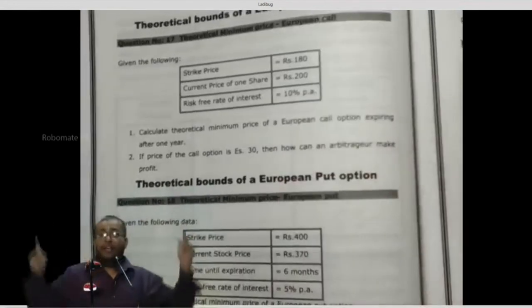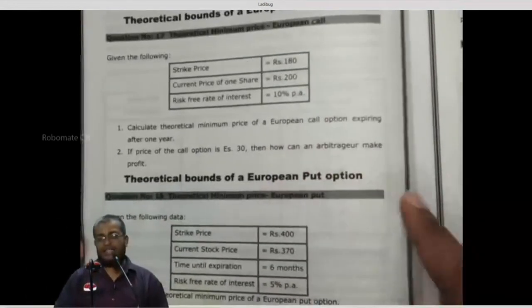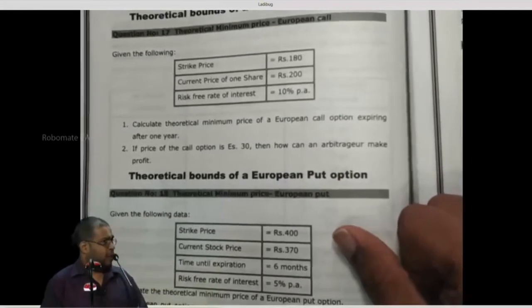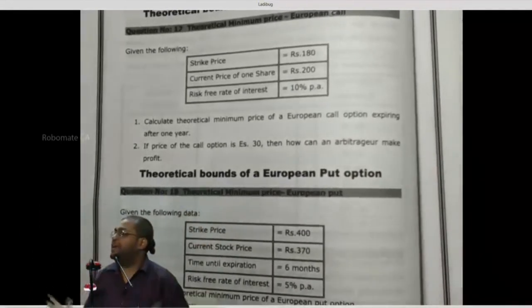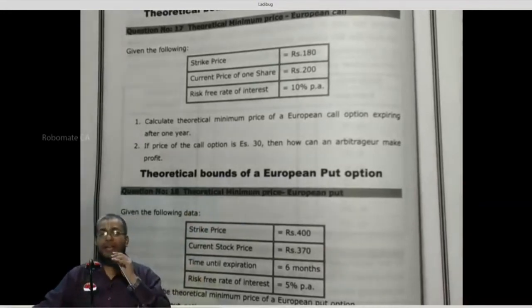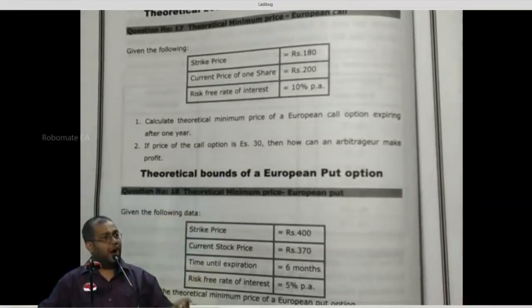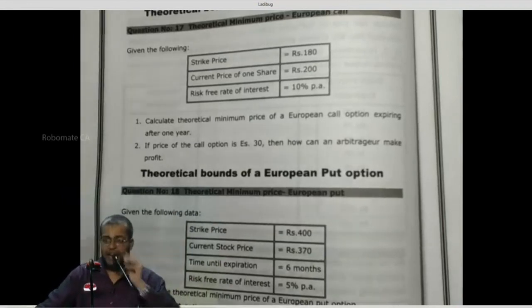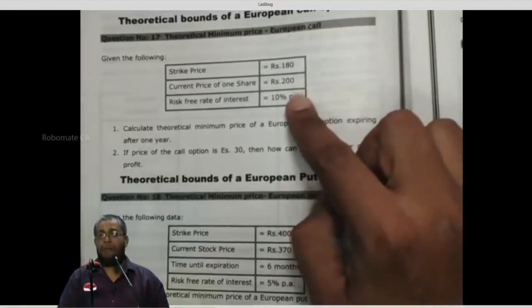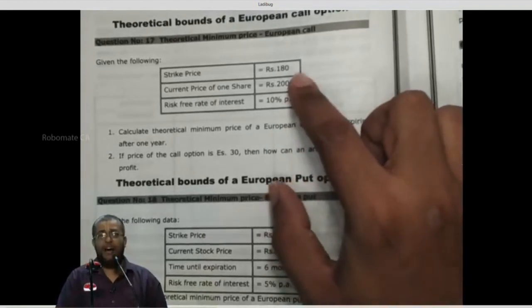First, I should know the minimum value of this call option. What is the minimum premium for this call option? If the actual premium is below the minimum, I have scope for making a profit. What is the formula for minimum value? The logic of the formula we will discuss later. Spot price minus present value of strike price. Very simple. Spot price is 200, minus the present value of 180.